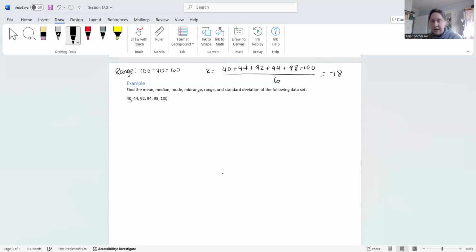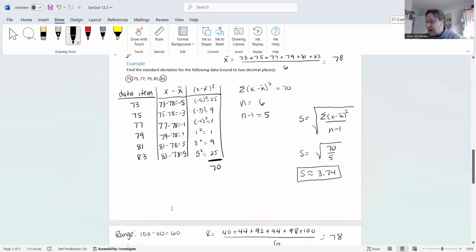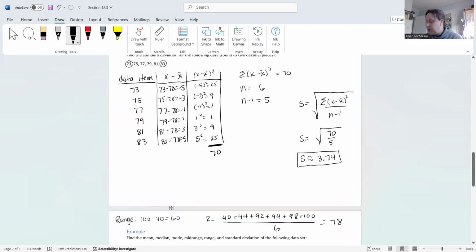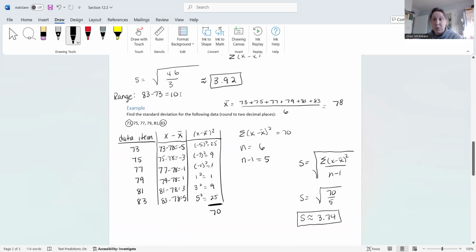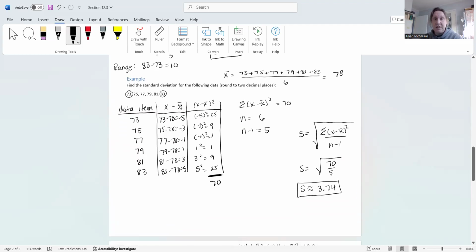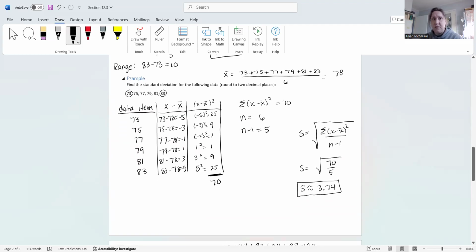So if we compare this to the previous data set, you can see that we have the same mean. Both of these data sets have 6 items. They both have a mean of 78, but you can see the range is wildly different. So in the first example that we did on this page that you're looking at, we have a range of 10, but we have a standard deviation of 3.74. That just means these data items don't spread out very far. You can see on average, they differ from the mean by 3.74.